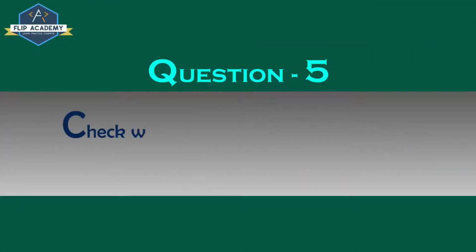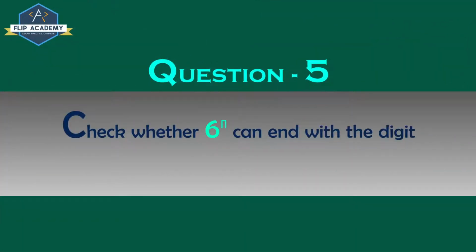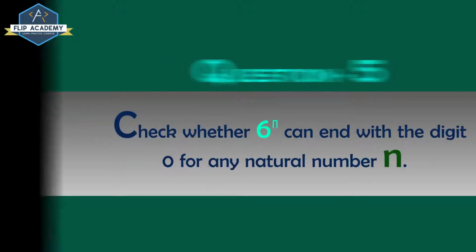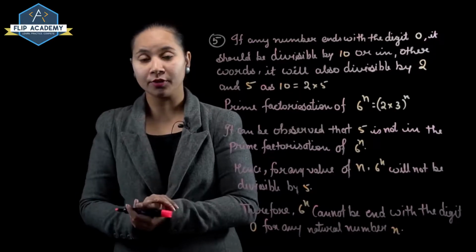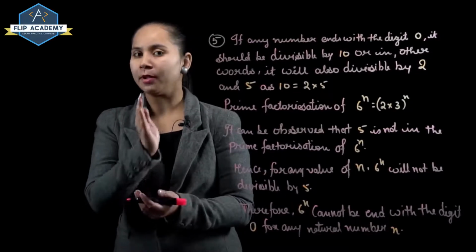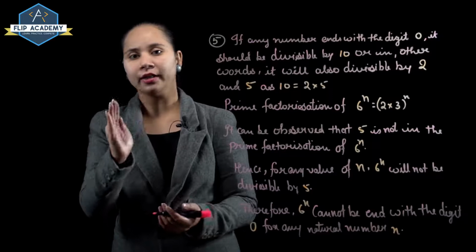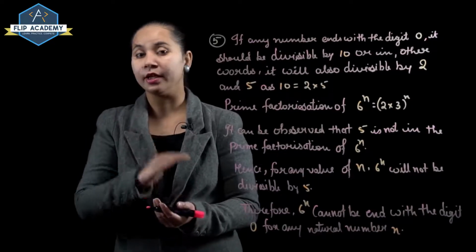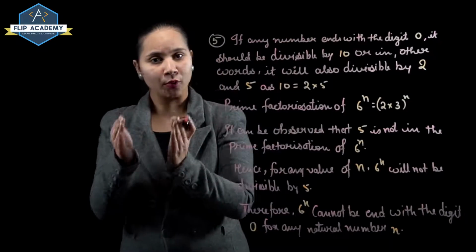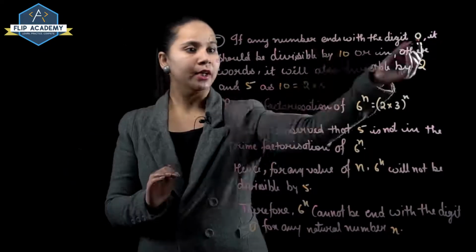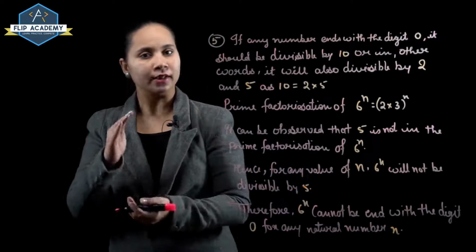Real numbers exercise 1.2 question number 5. Check whether 6 to the power n can end with the digit 0 for any natural number n. Student, in this question we have to check whether 6 to the power n can ever end with the digit 0, for any natural number n, where n is a natural number. So student, if any number ends with digit 0, it should be divisible by 10.